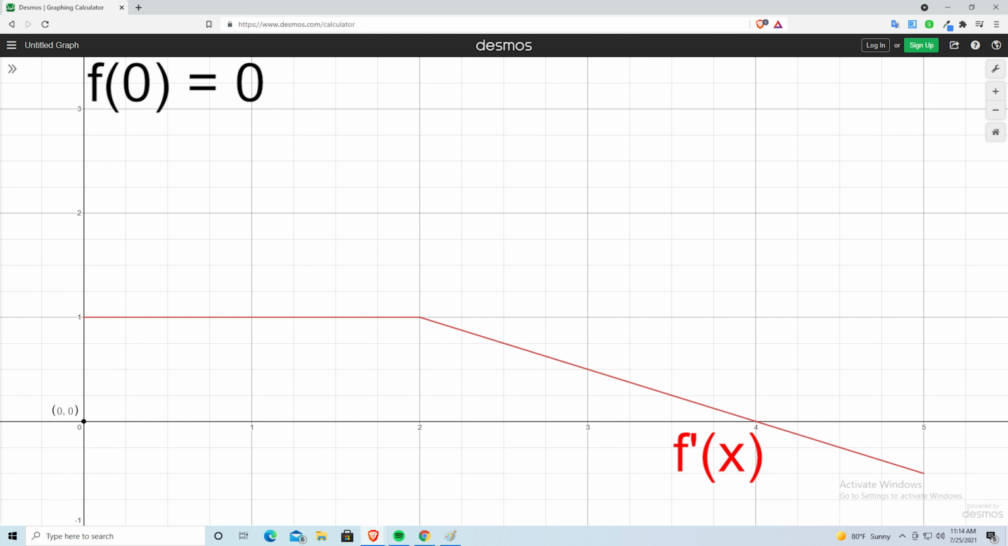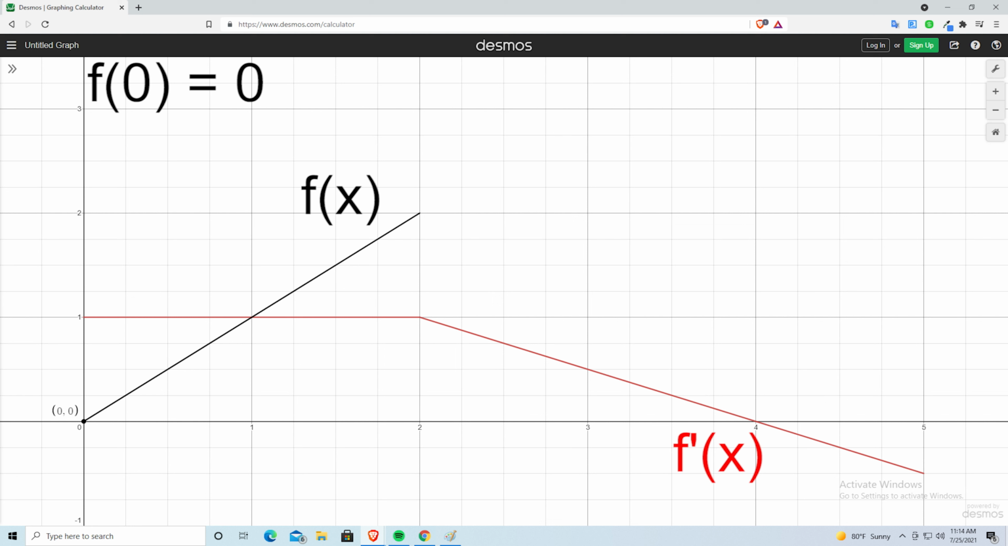And from here, I'm going to try to give a rough sketch of the original function by keeping in mind that the function in red is the derivative of what I'm trying to find. And so the value of this derivative function represents the slope of the original function at any point. For example, from x equal to 0 to x equals 2, the value of the derivative function is 1. And what that means is that over that interval, the original function has a slope of 1 because the derivative represents the slope of the function. And I can very easily draw a line with a slope of 1.